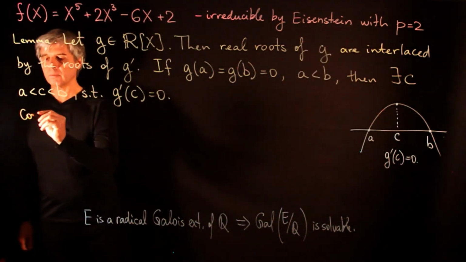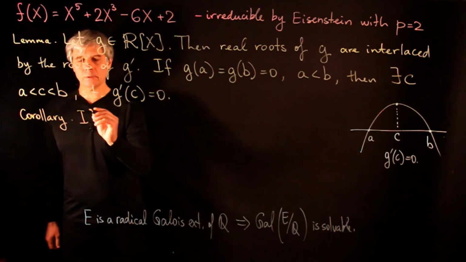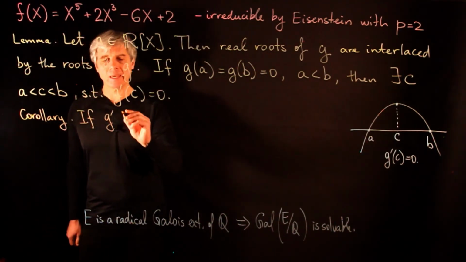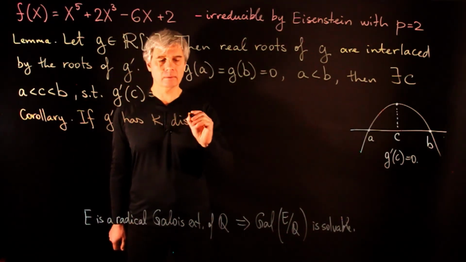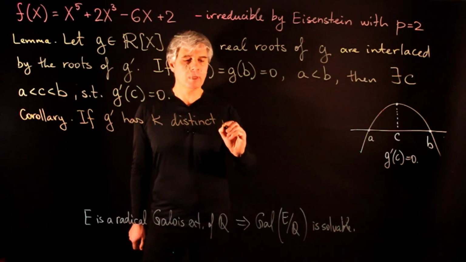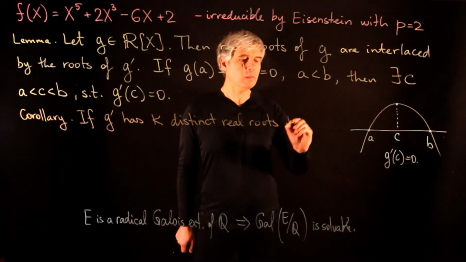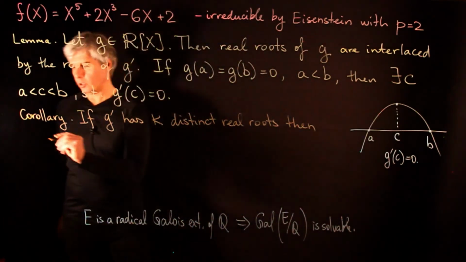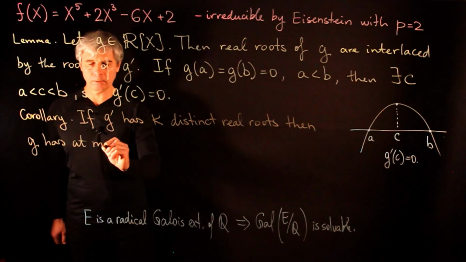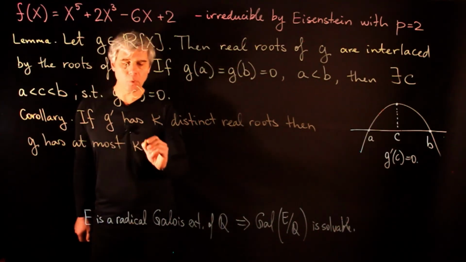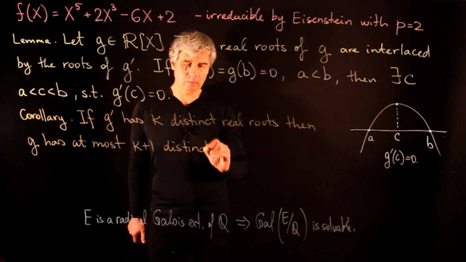As a corollary, we get that if g prime has k distinct real roots, then g has at most k plus 1 distinct real roots.